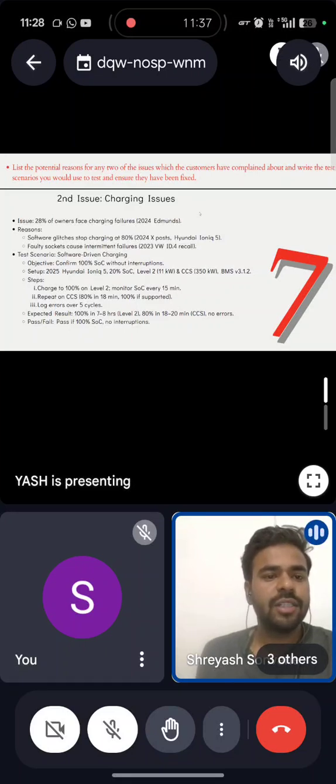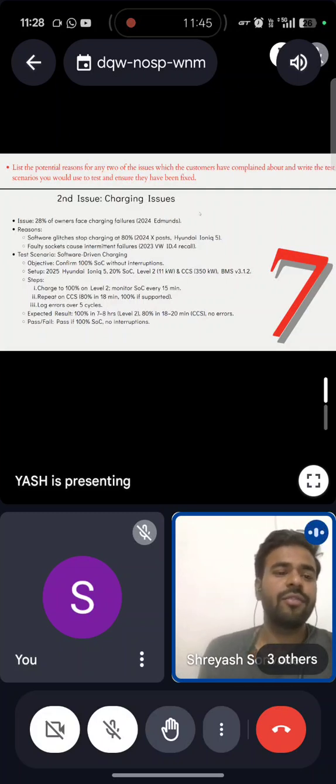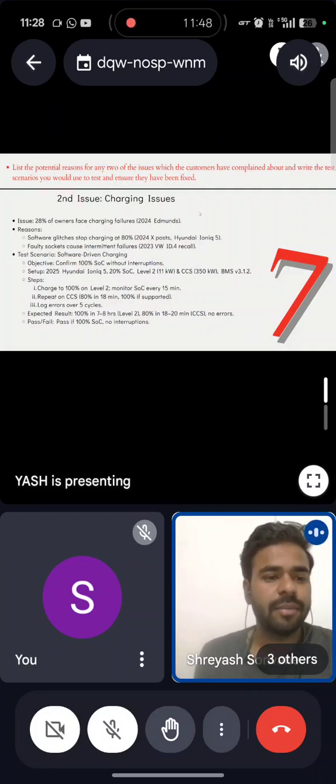The second issue is charging issues. 28% of owners face charging failures. Reasons are software glitches that stop charging at 80%, and faulty sockets that cause intermittent failures. Test scenario: software-driven charging. Objective: confirm 100% SoC without interruptions.